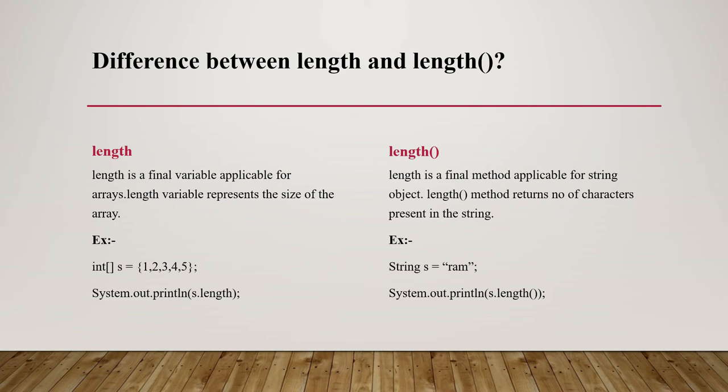Length variable is applicable for arrays, and length method is applicable for string objects. Length variable represents the size of the array, and length method represents the number of characters present in the string. So this is the difference between length variable and length method. For better clarification, we see the example. Okay, thank you.